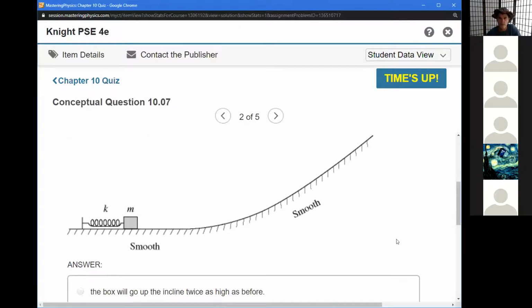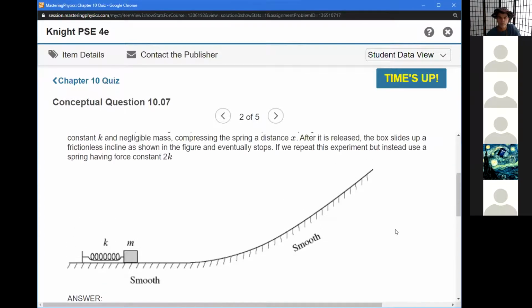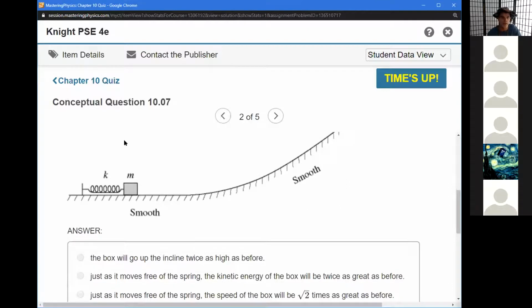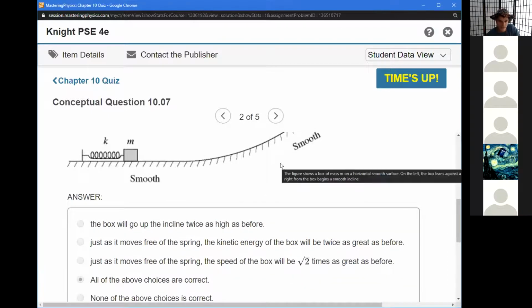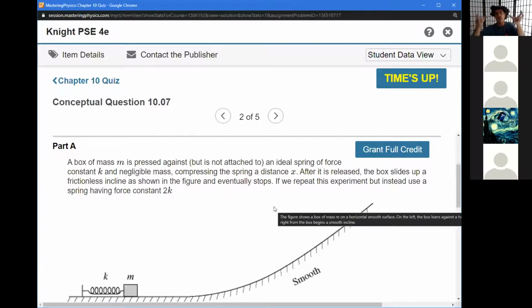And when I was trying to figure out the other ones, it didn't seem like it would make sense that it would go up twice as much, or that the kinetic energy would be twice as much. So the box will go twice as high as before. Okay, so the key here is basically that you're compressing the same amount, but the spring constant is twice as much. And I want to know, how high does it rise? How much kinetic energy does it have when the spring is launching it, and then the speed?